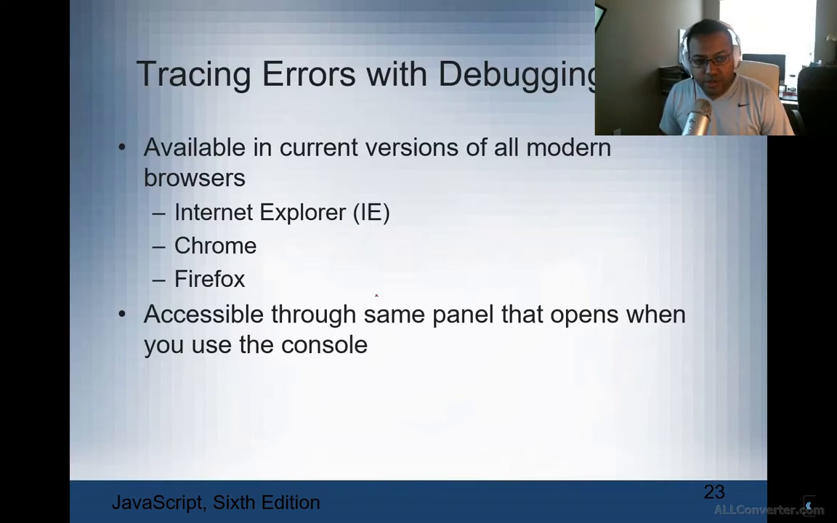So tracing errors with debugging tools is available in IE and Edge, Chrome, Firefox, and a couple of other browsers that have fallen off the wayside but are still used by a token few individuals who won't let them go. They are accessible through the same panel that opens when you use the console, F12. If you go to IE, it's still F12. If you go to Chrome, it's F12. I think Firefox is still F12, and I think Edge is F12. They're all F12. If you accidentally hit F11, what'll happen is it'll put your browser into full screen mode. That's how you know you're not hitting F12.